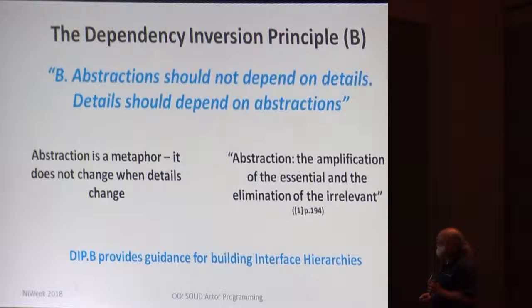There is a second part of this principle, which is a lot more cryptic. Abstractions should not depend on details. Details should depend on abstractions. Does it sound useful or practical? No, it doesn't. Because we don't know what Uncle Bob meant by abstraction. And he has one of the best definitions of abstraction I saw, page 194. Abstraction is the amplification of the essential and the elimination of the irrelevant, which also doesn't make practical sense.